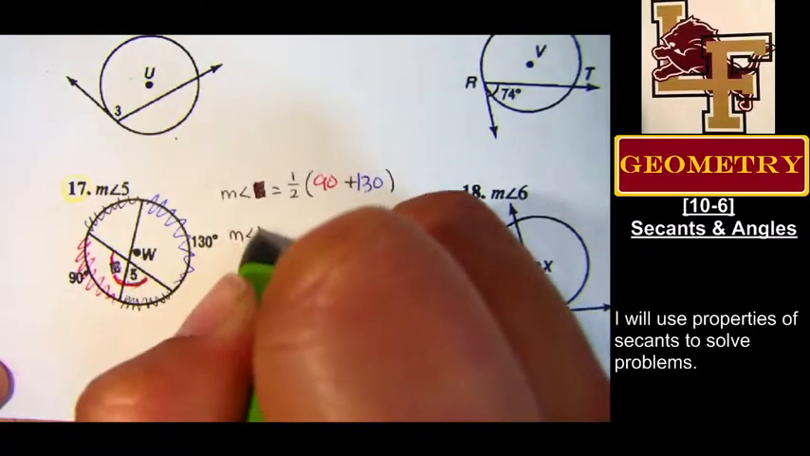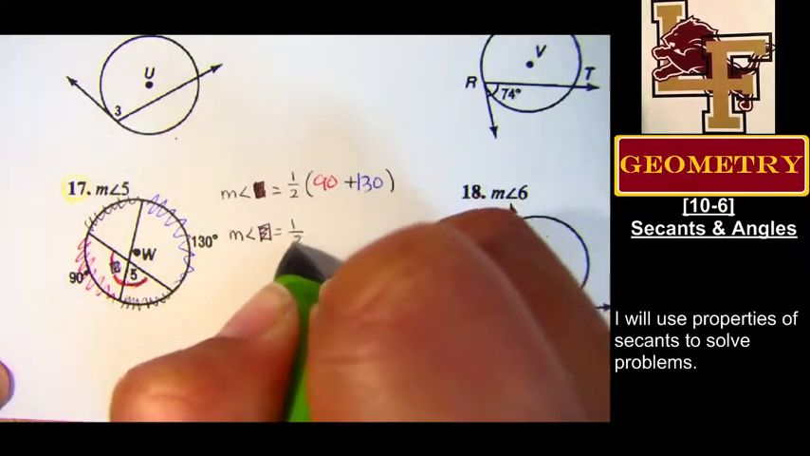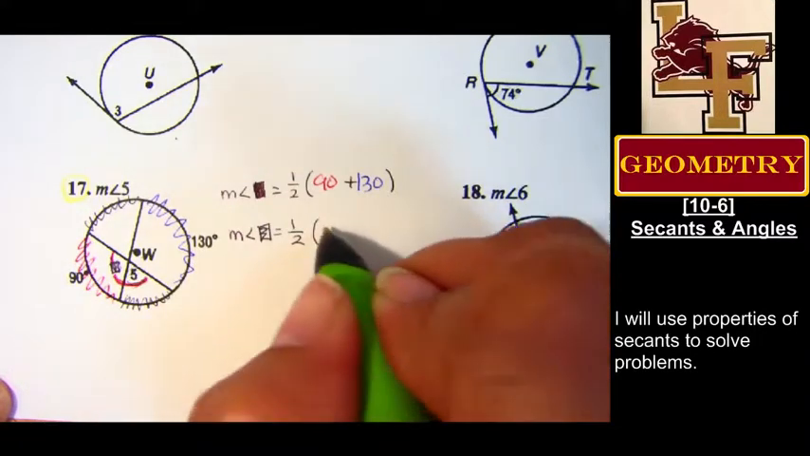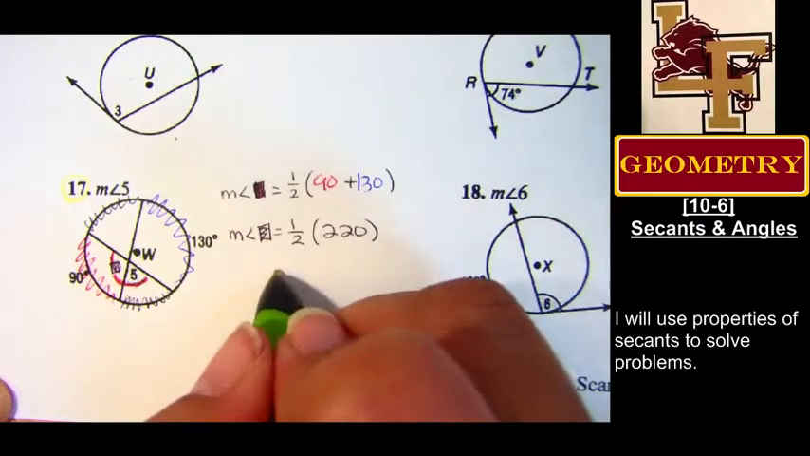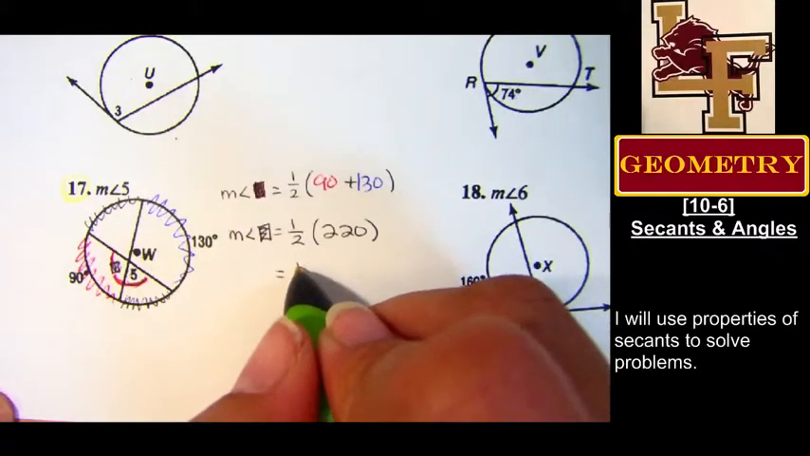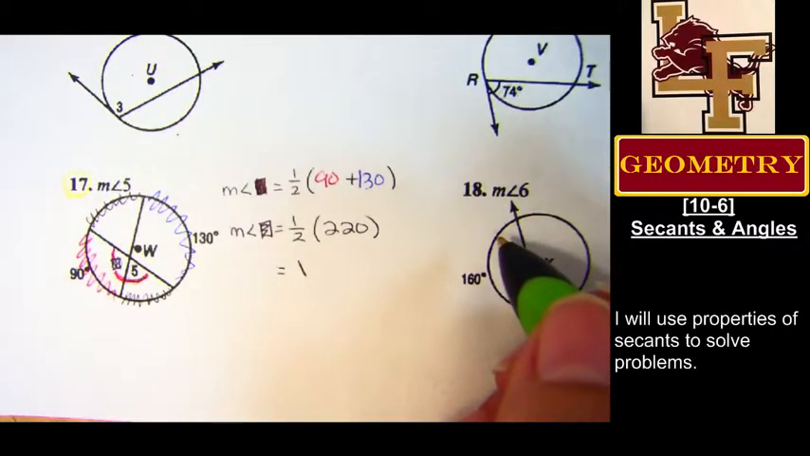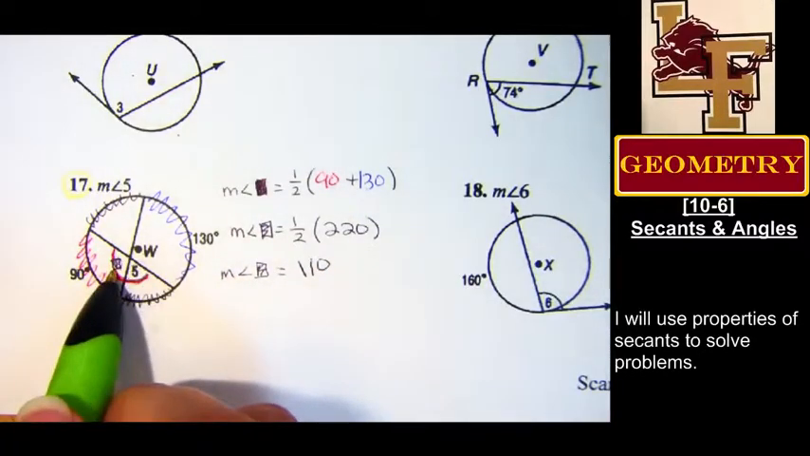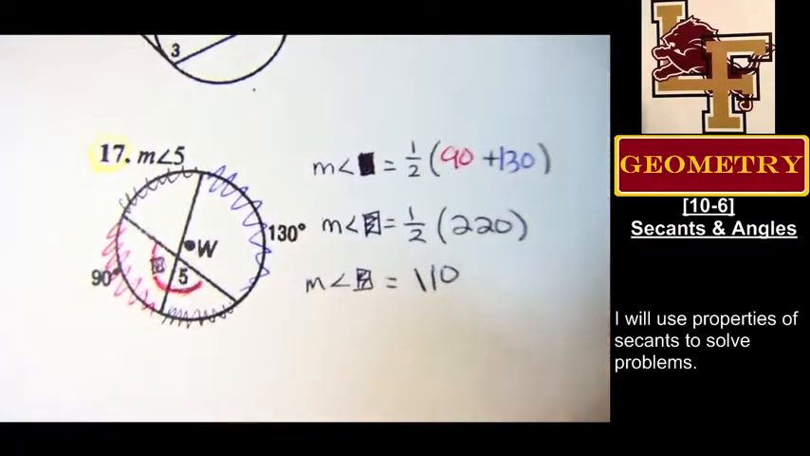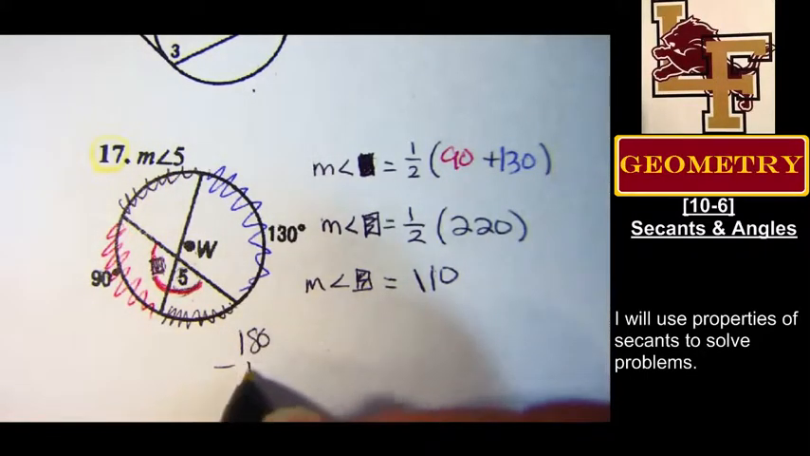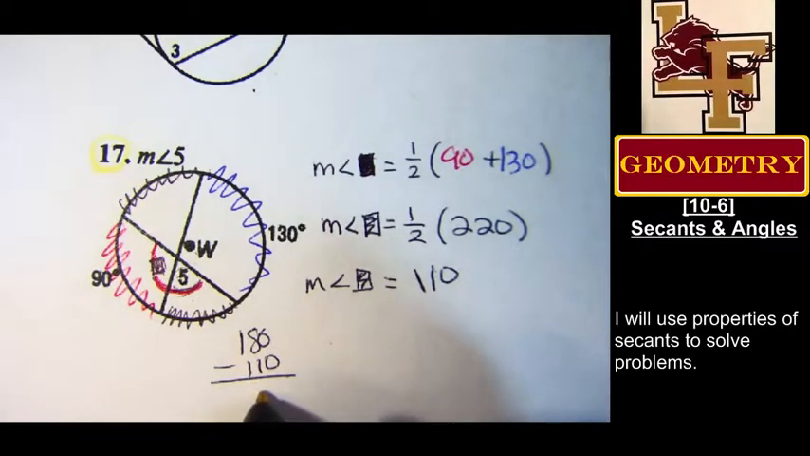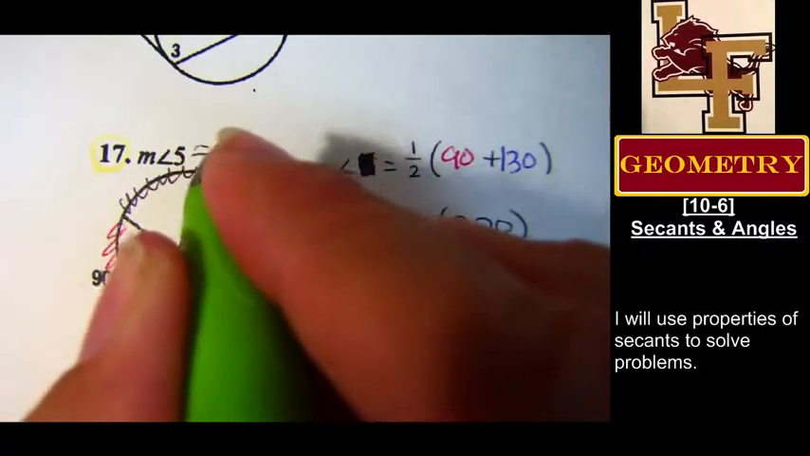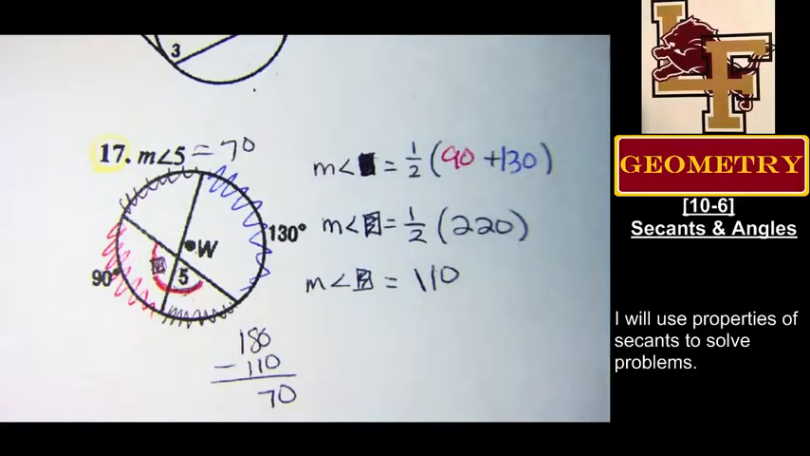We'll finish out this example and then we'll call it done. 220. Half of 220 is? 110. All right, but that's the measure of the box. We want the measure of angle 5. Subtract 110 from 180. And what's the measure of angle 5?